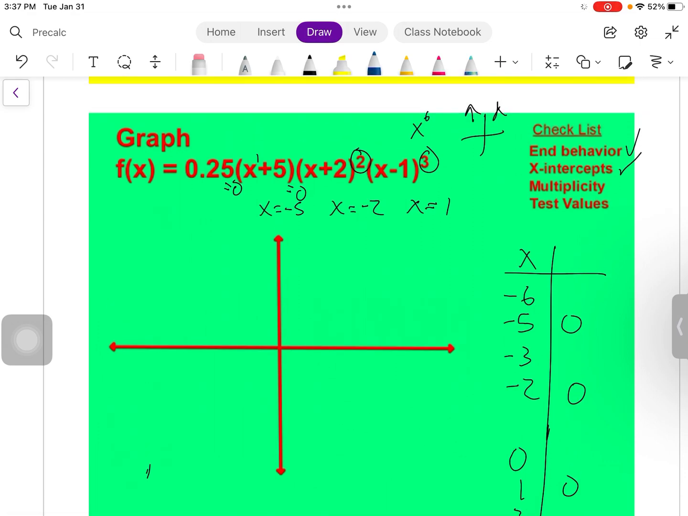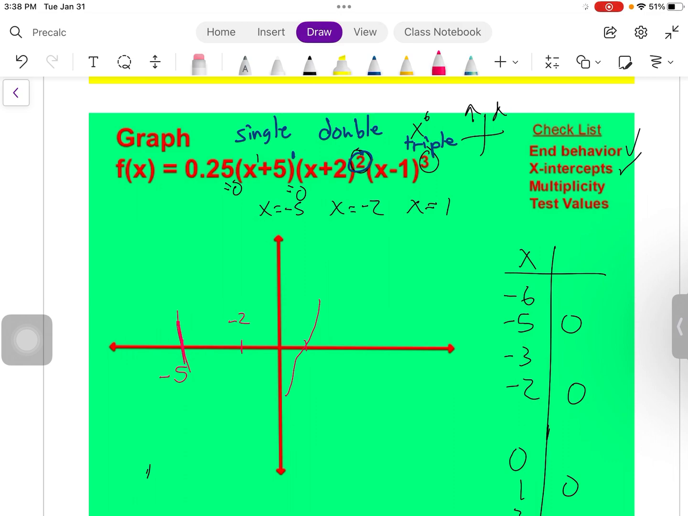Multiplicity: because there is a first power, this is going to give me a single root. Here, because there are 2 of them, it's going to be a double root. Because it's third power, it's going to be a triple root. So what that does for me is I now know that at negative 5, it's going to come through straight. At negative 2, it's going to curve and hit it once there. And then at 1, it's going to come through and be kind of squiggly.